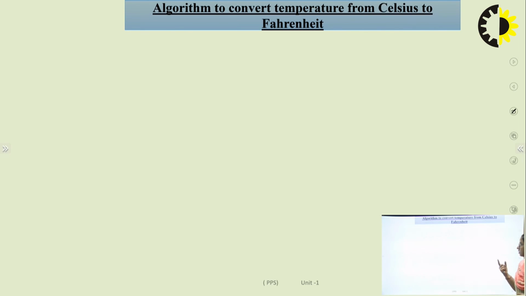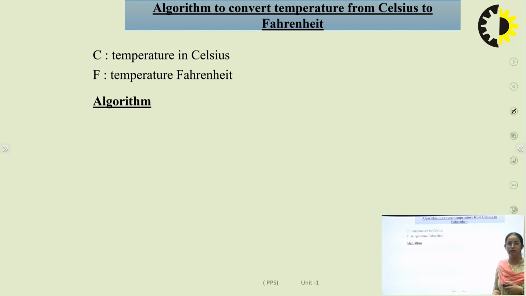So let's discuss some examples for designing an algorithm and flowchart. Here we are designing an algorithm for converting temperature from Celsius to Fahrenheit and Fahrenheit to Celsius, vice versa. So what we have to do, our first step is, what are the variables we are using here? C for the temperature in Celsius and F for the temperature in Fahrenheit. So this is the algorithm.